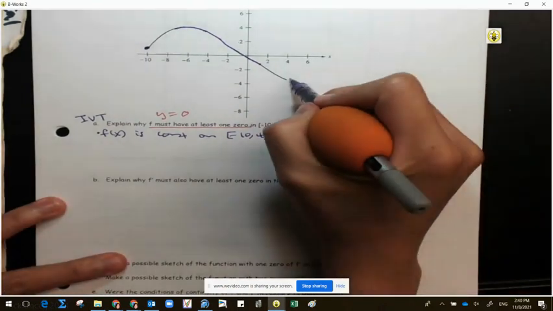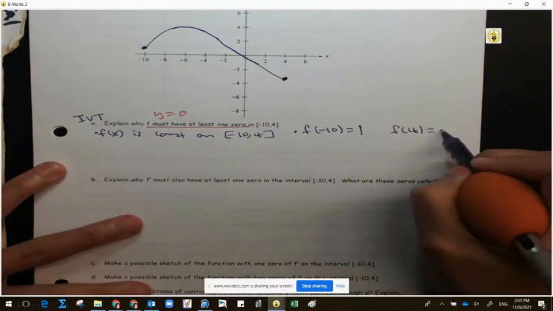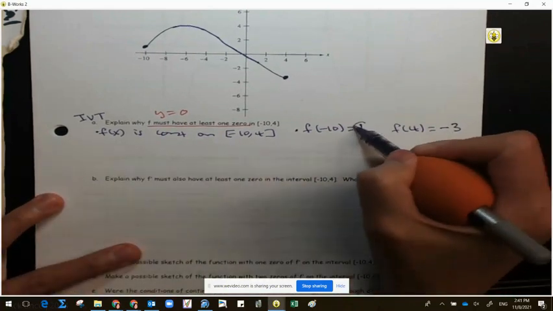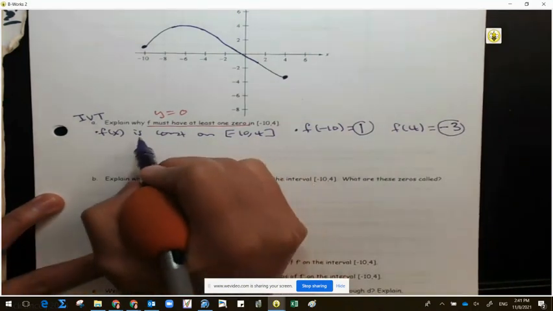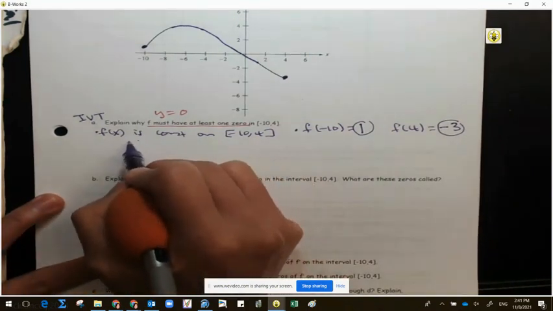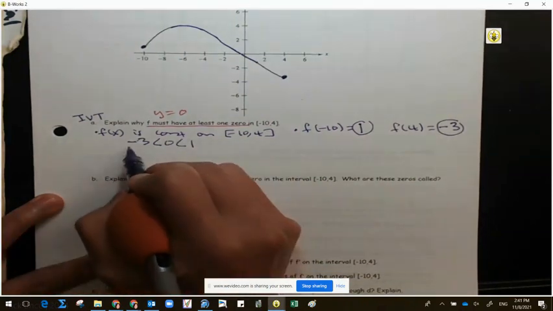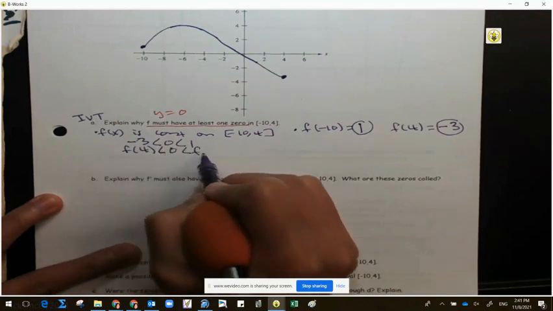Now go to f of 4. Same idea. I know it has to be less than -2, greater than -4. I want to use a whole number. -3 okay with you guys? So does 0 really appear between these two numbers? Yes, it does. So let's write this in inequality form. -3 is less than 0, less than 1. And specifically, f of 4 is less than 0, less than f of -10.